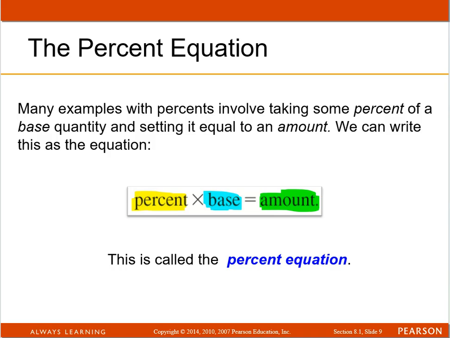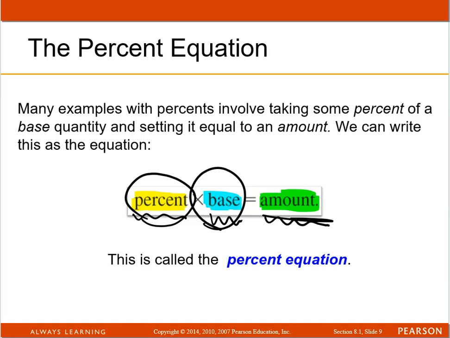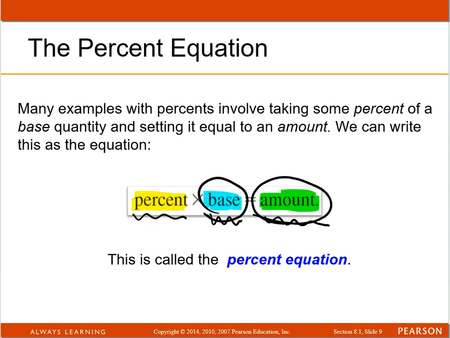Now there's three pieces to it. There's the percent, there's the base, and there's the amount. In order to use this equation, you have to know two of them, and then you can find the third. If I know percent and base, all I have to do is multiply to find the amount. If I know the base and the amount, in order to get to the percent, I'd have to divide. Same thing is if I know the percent and the amount and I'm looking for the base, here I would have to divide to find the base. So let me show you what I'm talking about.